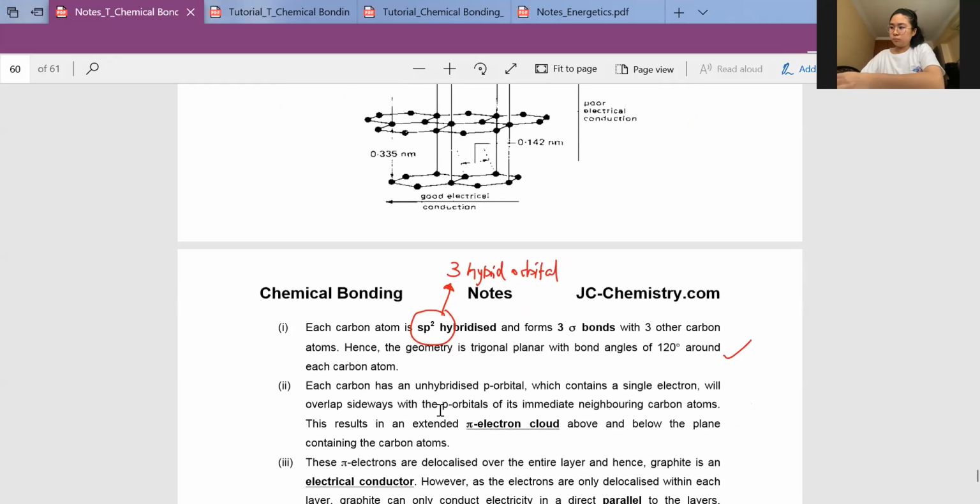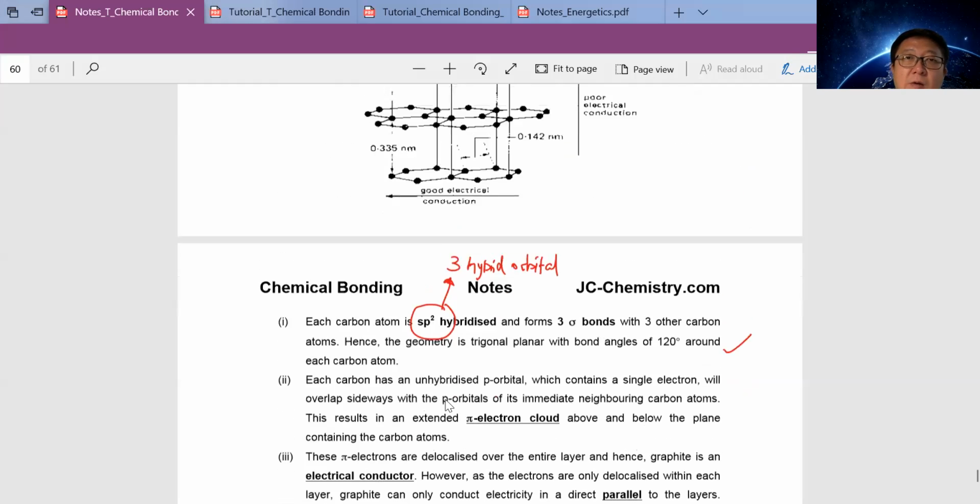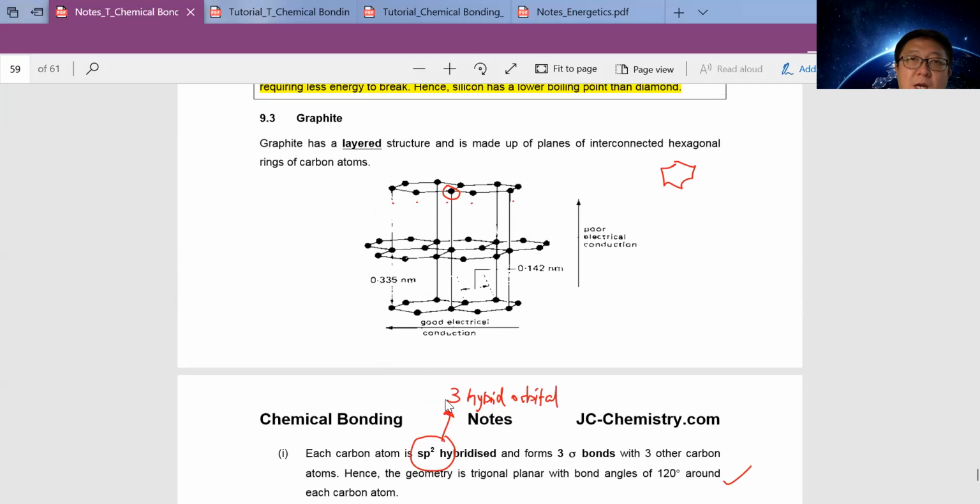Now it has an unhybridized p orbital, with a single electron, which can overlap sideways. That's why it forms a pi cloud above and below the carbon atom. I will draw on this diagram. What they are trying to say is that you can see for each of them over here, there is a p orbital, and this one has one p orbital, p orbital.